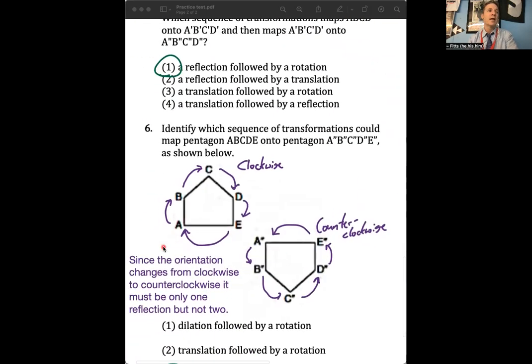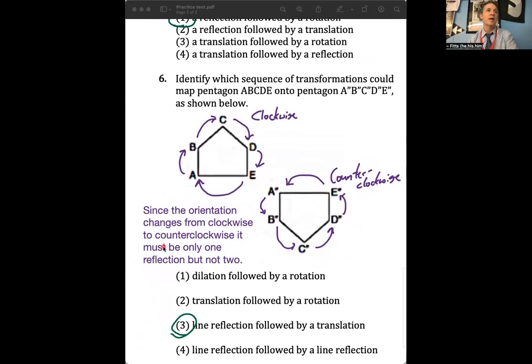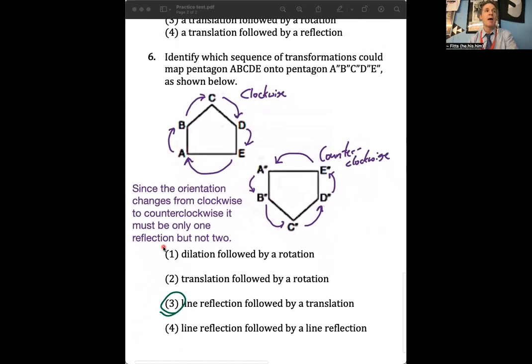Okay, again, similar type question. Identify which sequence of transformations could map pentagon A, B, C, D, E onto pentagon A double prime, B double prime, C double prime, D double prime, E double prime as shown below. Notice this is clockwise, counterclockwise. Since the orientation flips, it can only be 1 reflection, but not 2, right? If I flip it once, the letters go backwards. If I flip it back, they go back to being a direct isometry, right? So we learned about that. So it can't be 2 reflections, it can't be number 4, and it can't be 1 or 2.